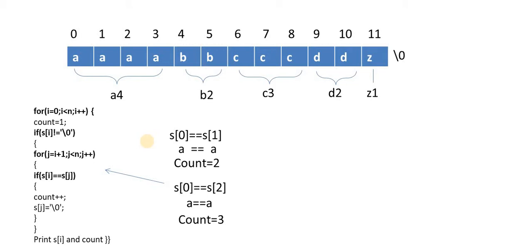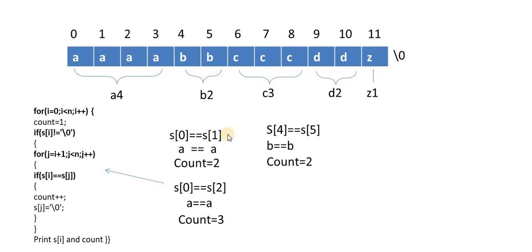After that, s of j is equal to the null value, so it will check all the conditions from 1 to 11. So s of 0 double equal to s of 1, it checks a is equal to a, then a is equal to a, and so on, it will check 1, 2, 3, 4 up to 11. After that the loop closes and it goes to the second for loop.